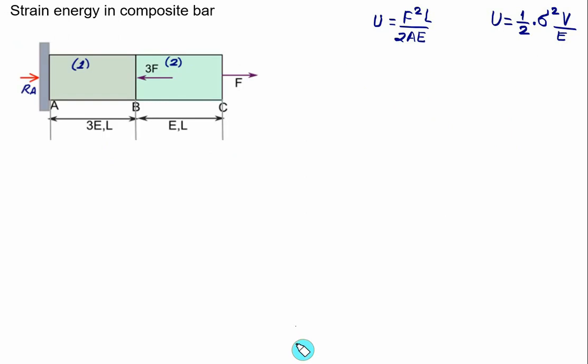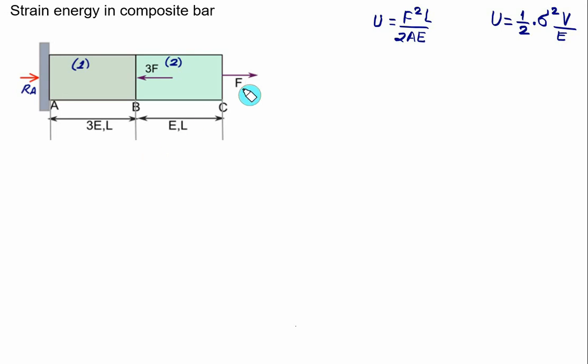Now consider the example here of a two-bar system, bar 1 and bar 2. Both bars have the same cross-sectional area. The first bar has a length equal to L, the second bar also has a length equal to L, and the first bar has a Young modulus equal to 3 times E, while the second bar has a Young modulus equal to E.